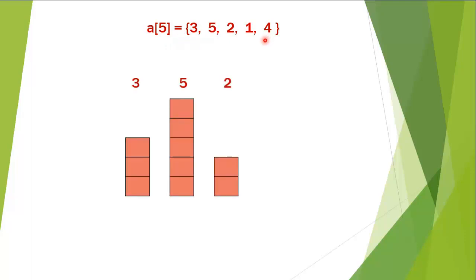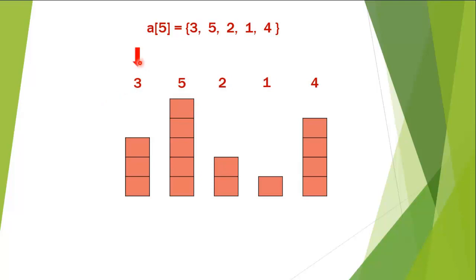Now, first of all, I will represent these elements in the form of blocks so that we can easily understand the comparison between the elements. Now, how does selection sort work? In selection sort, we select one of the elements and compare this element with the remaining elements. If we find any element in the remaining elements which is smaller than the selected element, we swap that element with the selected element.